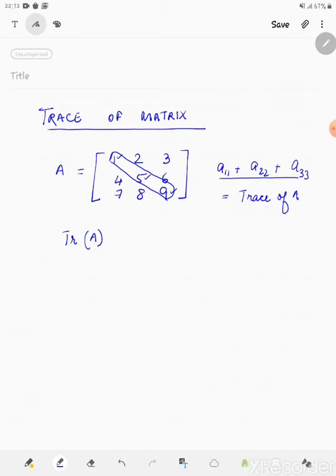So what would be the trace of A here? It will be 1 plus 5 plus 9. So this will be equal to 15. So trace of A will be 15. Reminding you that it will always be for a square matrix.